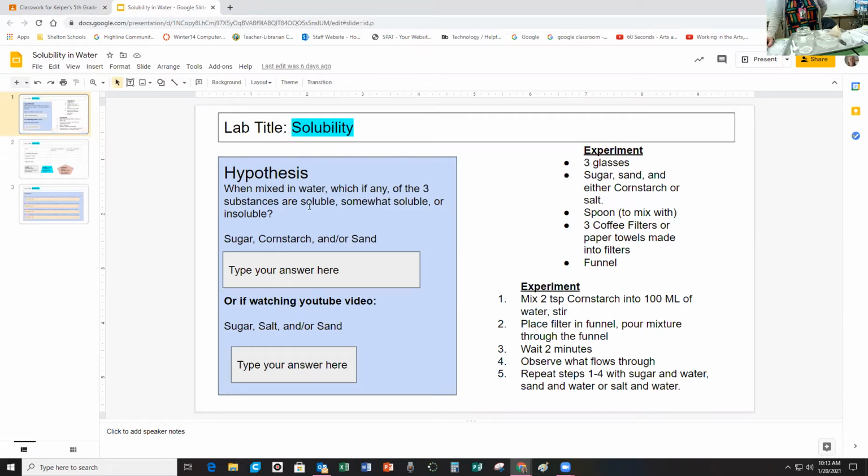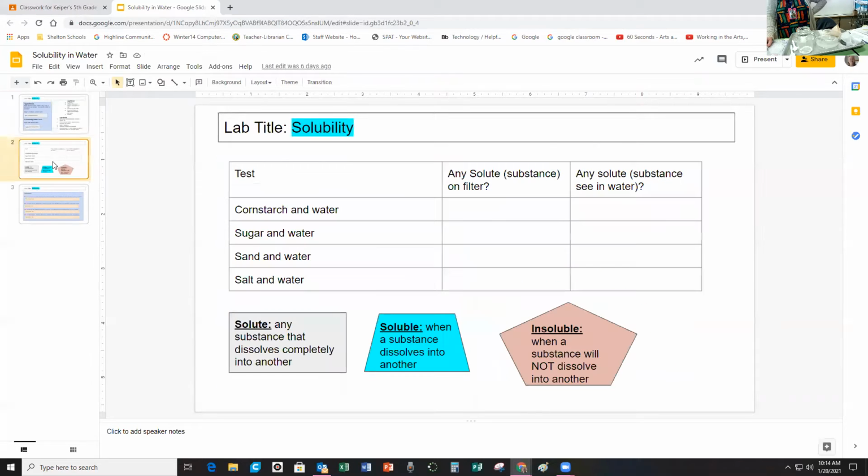Okay, so the hypothesis, what did you think originally was going to dissolve or not dissolve in the water? Did you think sugar would dissolve? Did you think cornstarch would dissolve? Did you think sand would completely dissolve? So you're going to put your hypothesis there, and then you're going to click here and fill out this chart.